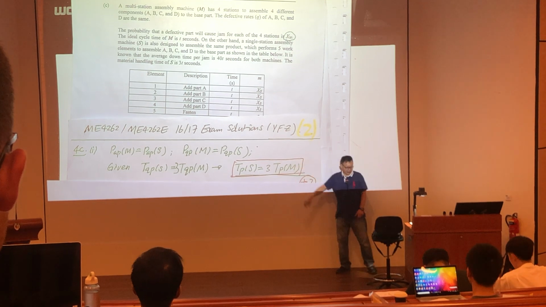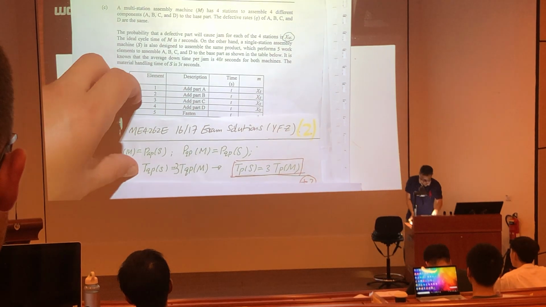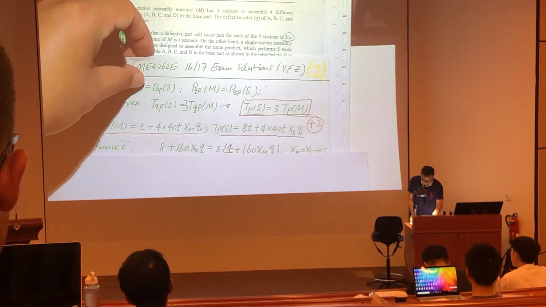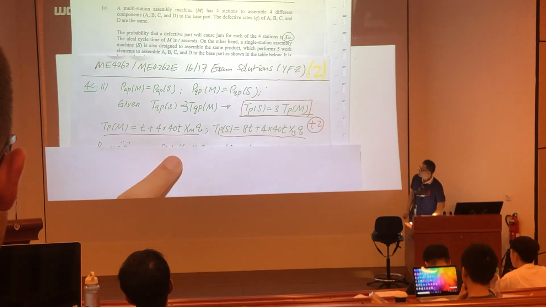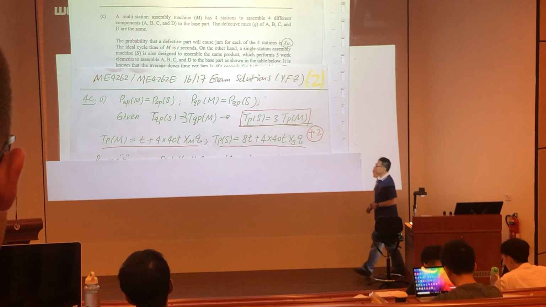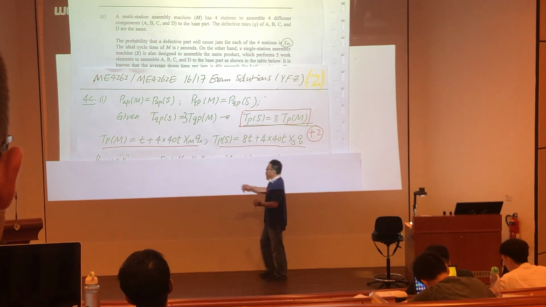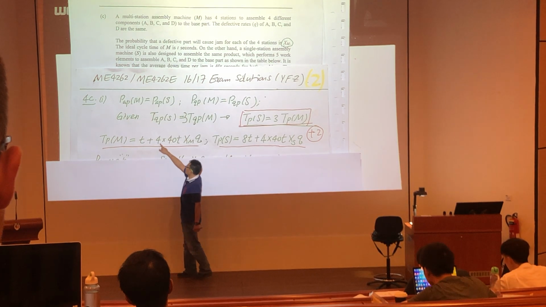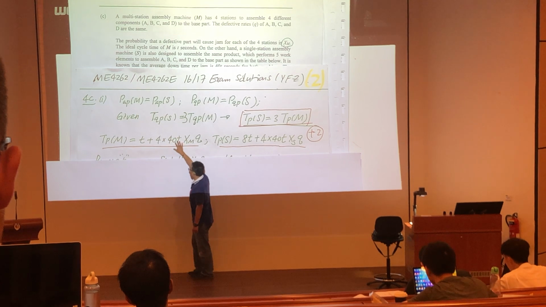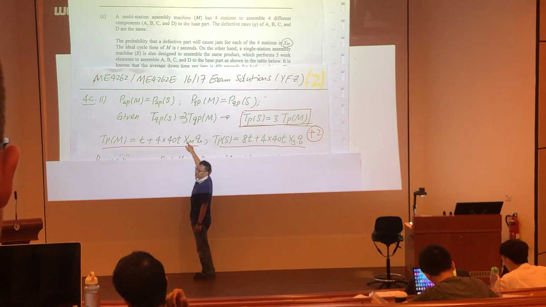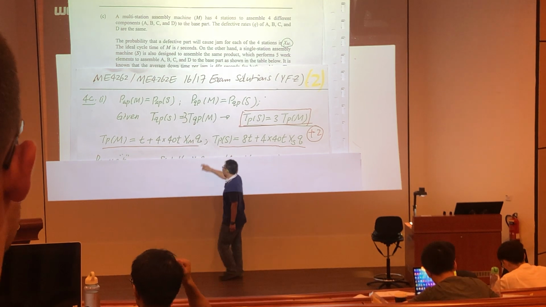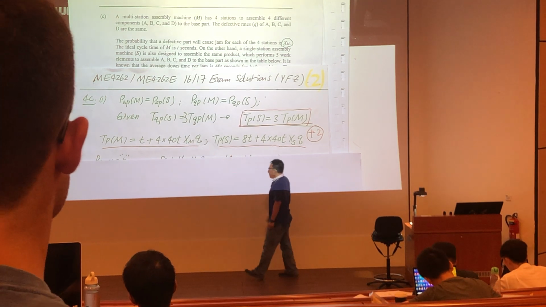So, and then from there, we find the expression TPS and TPM. So TPM equals to what? The TC is T seconds plus 4 stations, TD is 40T, and then XM. Here, actually, the XM should be 0.5. Anyway, we leave it here. We have a Q here.